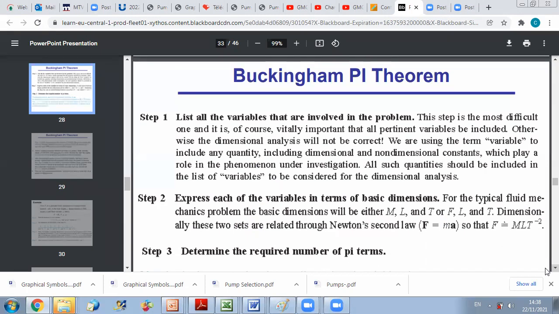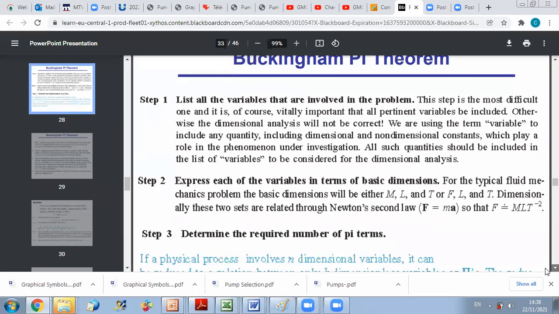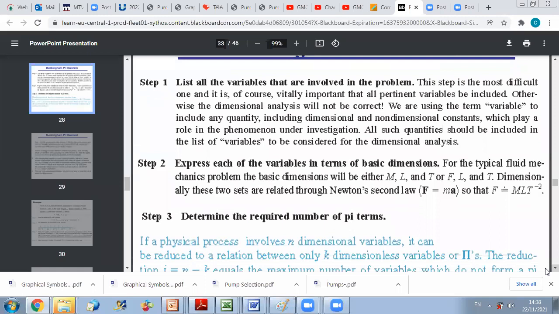Second step, express each of the variables in terms of basic dimensions. This is the table we were making together. For the typical fluid mechanics problems, the basic dimensions will be either M, L and T or F, L and T. Dimensionally, these two sets are related through Newton's law. We learned how to move from one system to the other because you can just replace F by MLT to the minus 2.